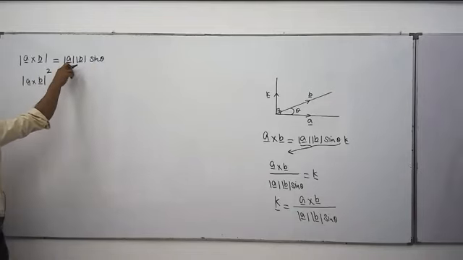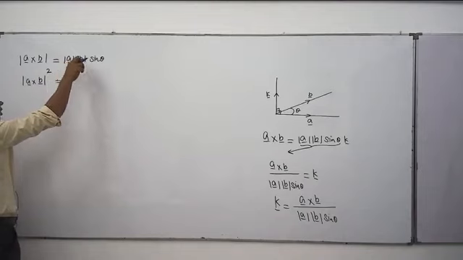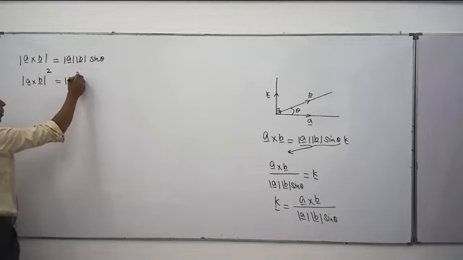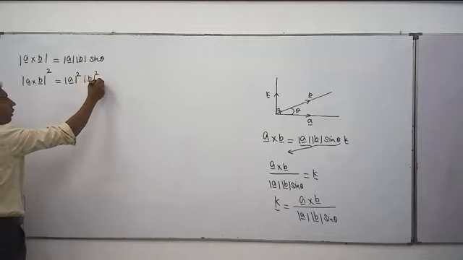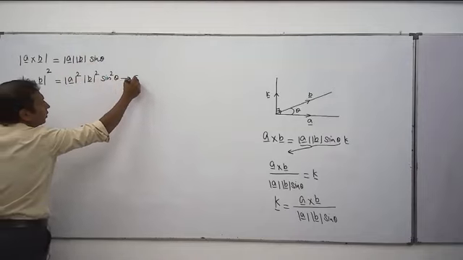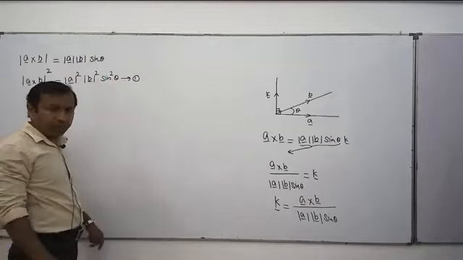In this right hand side, mod A we have to square, mod B we have to square, sin theta we have to square. Then what do you get? Mod A squared, mod B squared, sin squared theta. Let us take this as number 1. Okay, right.